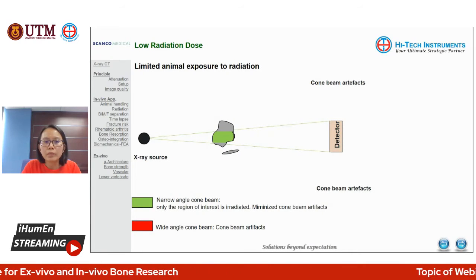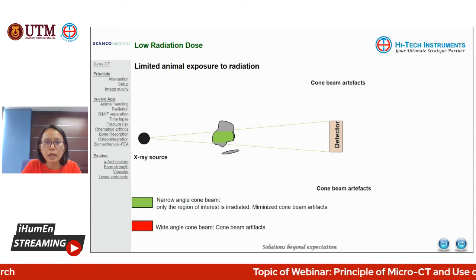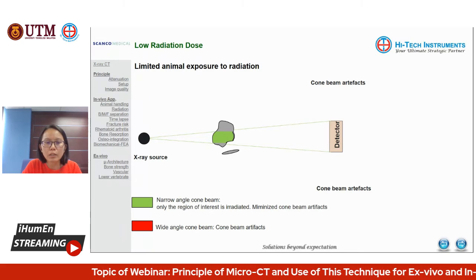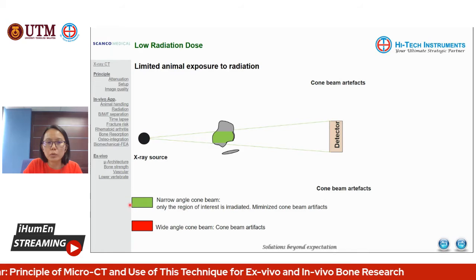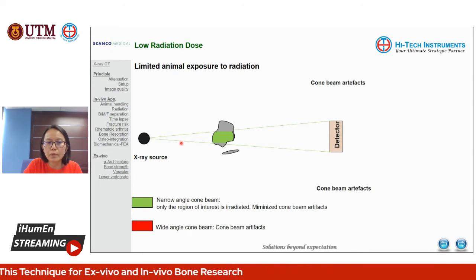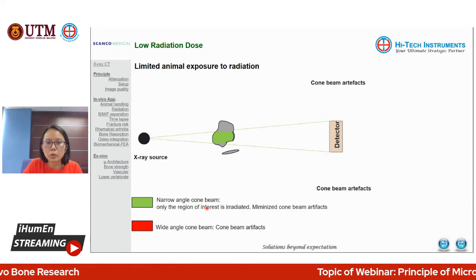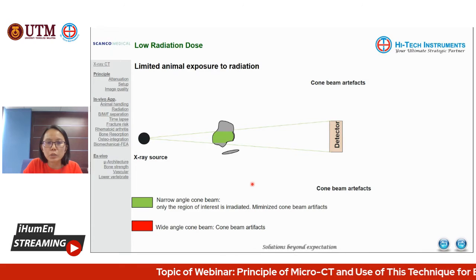So talking about how to lower the animal exposure to radiation. There is some design of the micro-CT, they will prefer to use this narrow angle cone beam, because by using this narrow angle cone beam, it limits the region of interest being irradiated. So it minimizes the exposure of radiation to the animal itself.